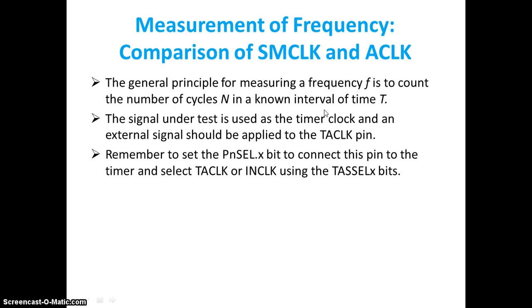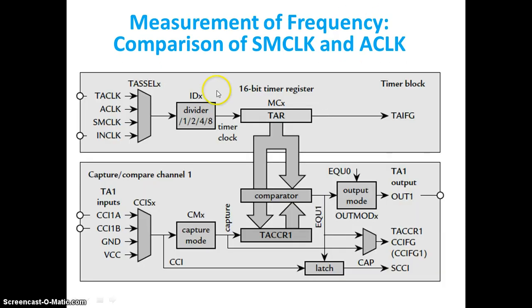That's why, if you want to calculate any frequency, ACLK, the slowest clock available, will be given to the capture compare channels, and the signal whose frequency we want to measure will be given to this particular input. In this diagram you can think that the external signal whose frequency we want to measure will be connected to this TACLK pin, and ACLK will be connected to either CCI1B or CCI1A through internal selection bits. Here it is going to be running, here we are going to capture, and we are going to identify the signal.